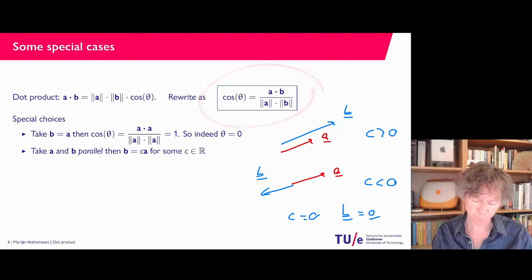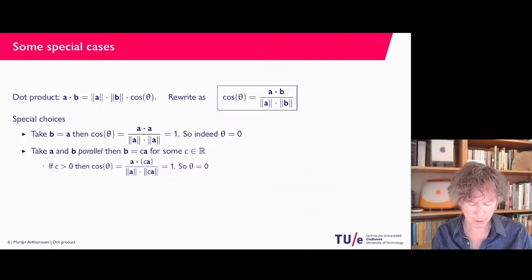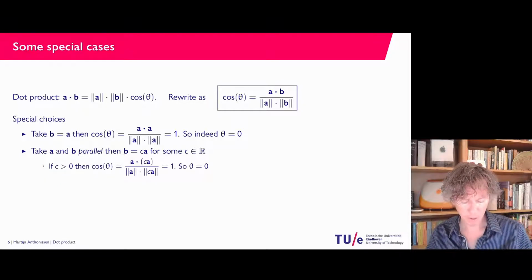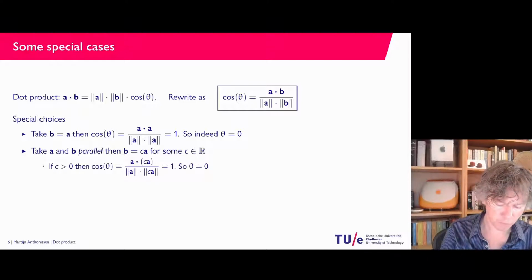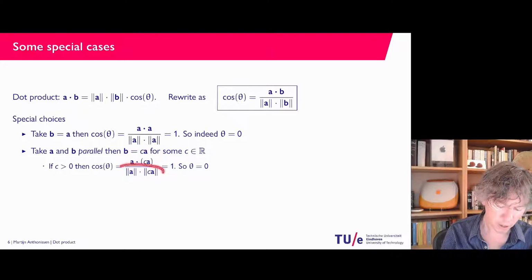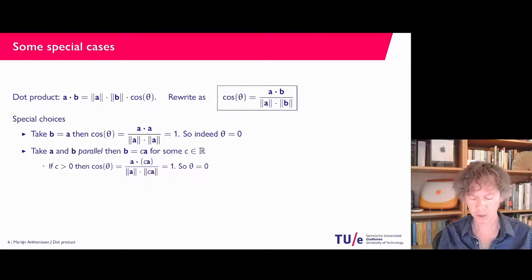So I'm going to look at those cases and see what the boxed formula here gives me. Okay. So first, let's take C positive. So A and B point in the same direction. Then we have something that is a bit similar to what it says here. This was the situation with C equal to 1. So here we have A dot product with CA, that's C times the length of A squared. In the denominator, we can pull out the C, put it in front of the length, and we see that we have 1 again. C over C is 1. So theta equals 0, that makes sense because they're both pointing in the same direction.